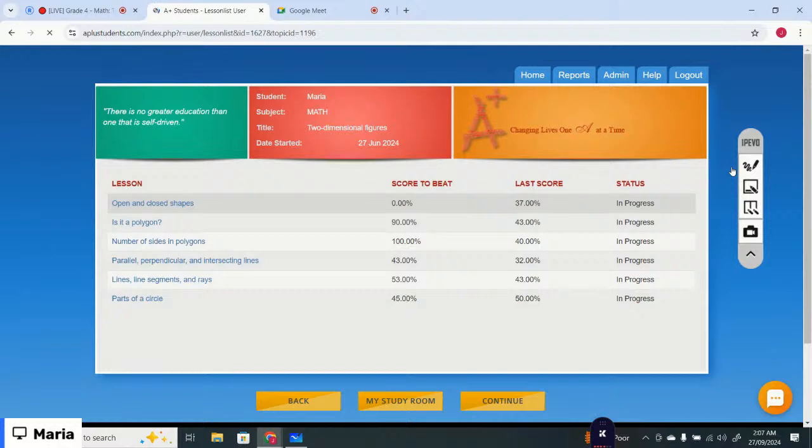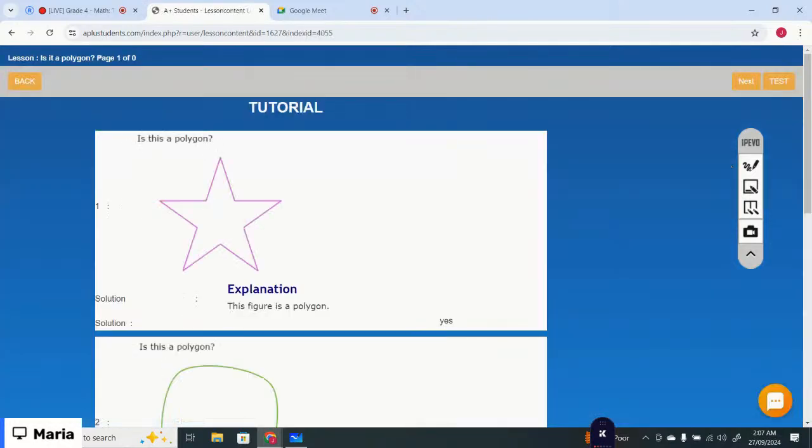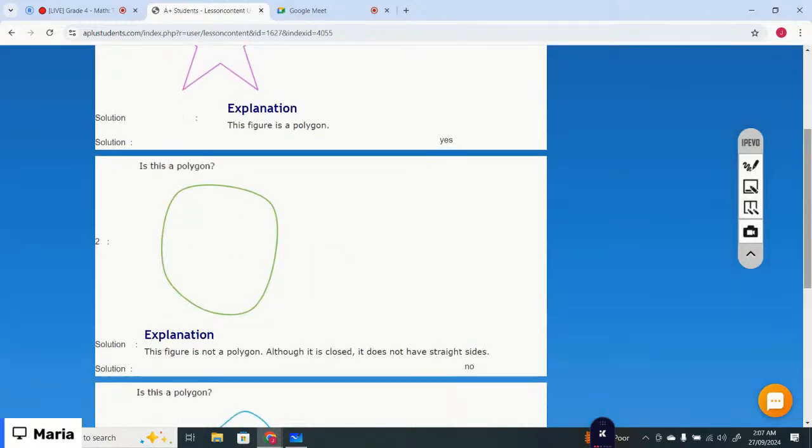The next one is: is it a polygon? Let's just start with the next lesson, right? Okay, is this a polygon? That's a star. Basically, a polygon must have straight lines, right? So yes, that is a polygon. The correct option is yes.